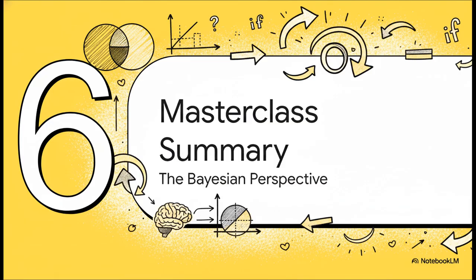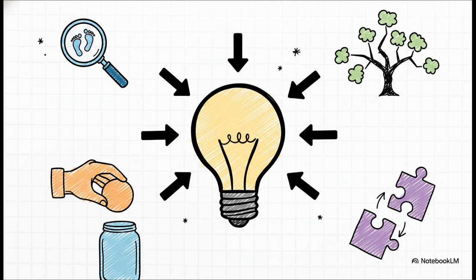Finally, part 6, our masterclass summary on the Bayesian perspective. You guys have done fantastic work today. Let's summarize the overarching philosophy here. This is your punchy outline of the critical points of Bayesian statistics. First, remember that conditional probability is not just a mathematical fraction. It is an updated reality based entirely on new evidence.